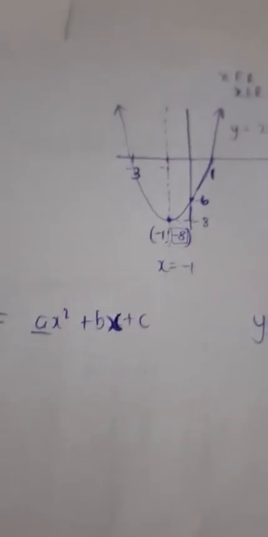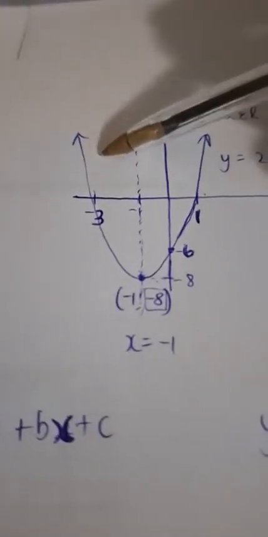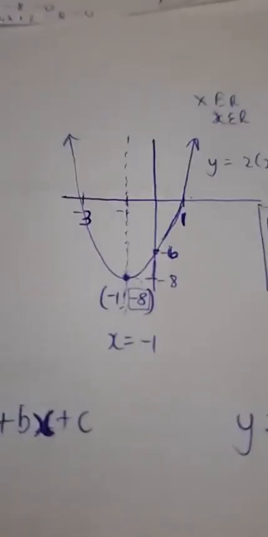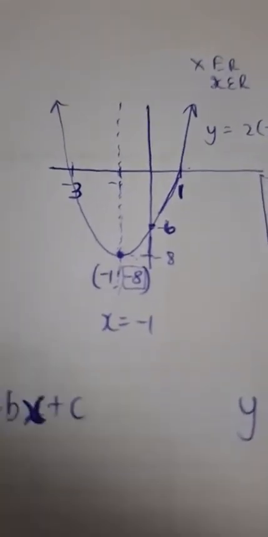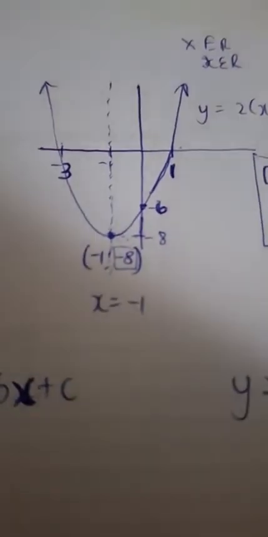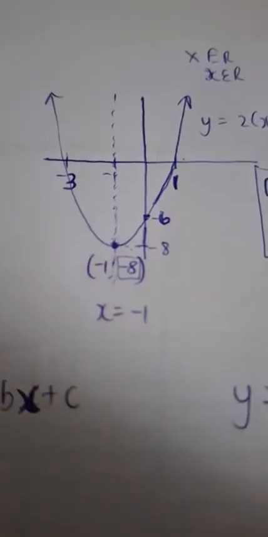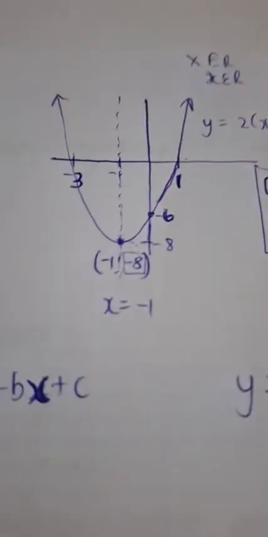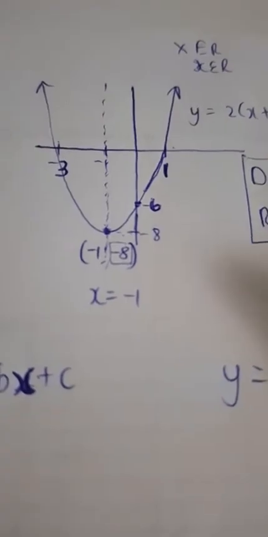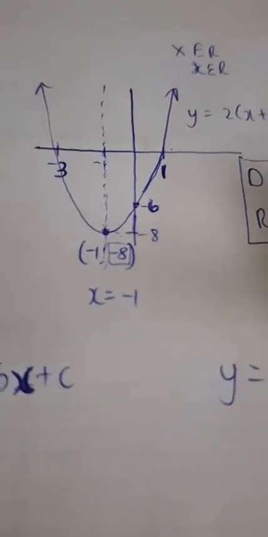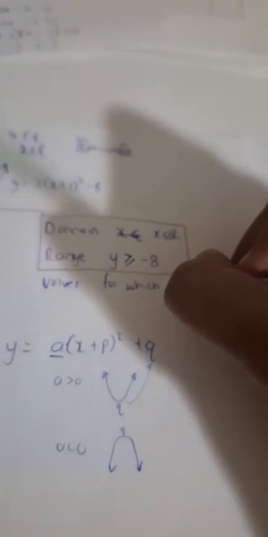Something else to note as well, I could ask you this question: for which values of x is the function decreasing? For which values of x is the function increasing? First, let's start with where the function is decreasing. Values of x for which the function decreases.